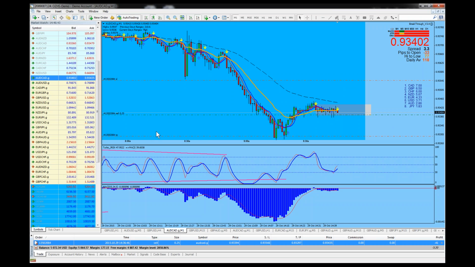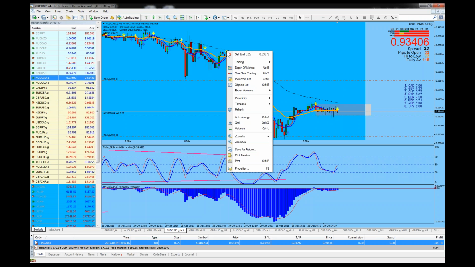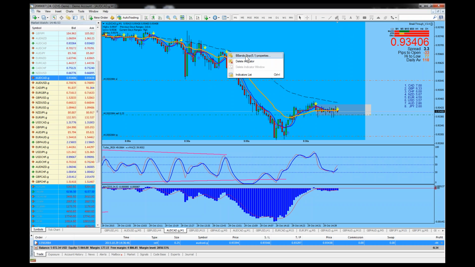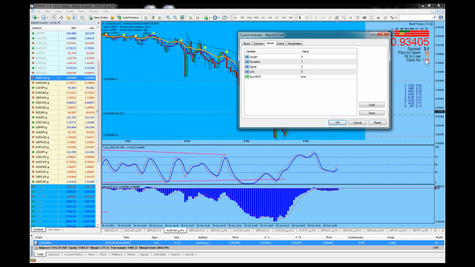What settings have you got on your B bands there, please? Oh, come on. 5. Same settings. 5 with a 1 deviation. Yeah, okay. Remember, this is a 1-minute chart we're looking at.